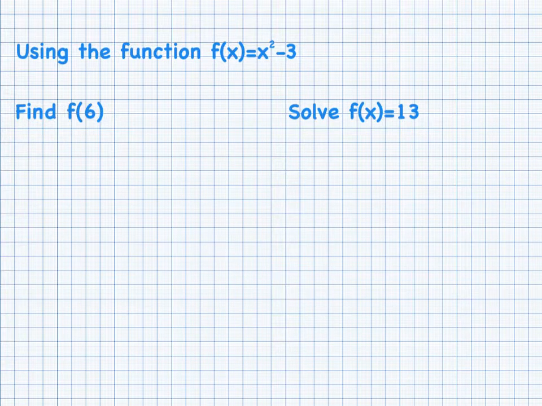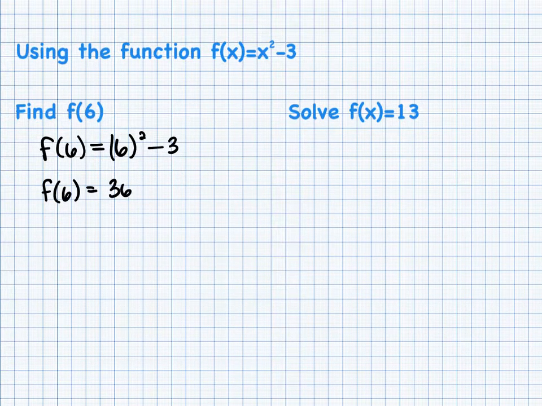So to practice that, we're going to use our function from the warm-up. So f of x equals x squared plus 3. So f of 6 is going to be 6 squared, and I'm going to use parentheses just for good measure. So f of 6 equals 36 minus 3, which equals 33. So that's my answer. I should just have a number, or f of 6 equals that.